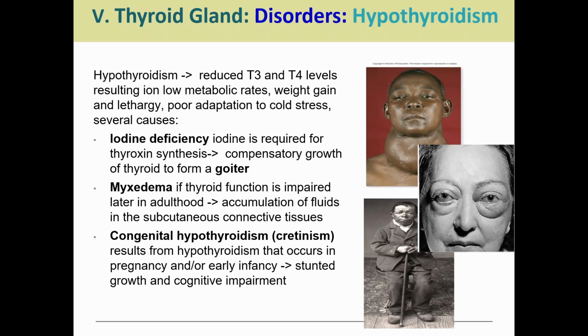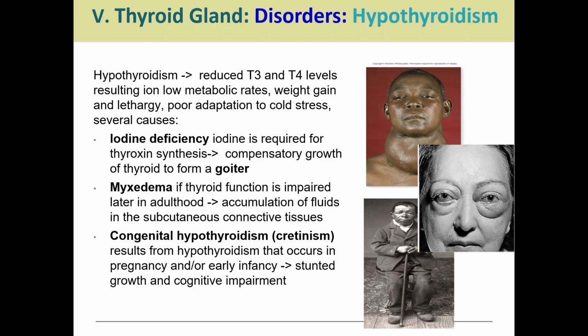There's a few things that can cause this. There's an iodine deficiency. Because iodine is a key element in T3 and T4 production, too little iodine can impact how much T3 and T4 you're able to make.